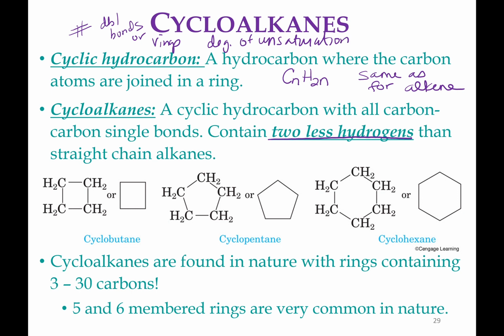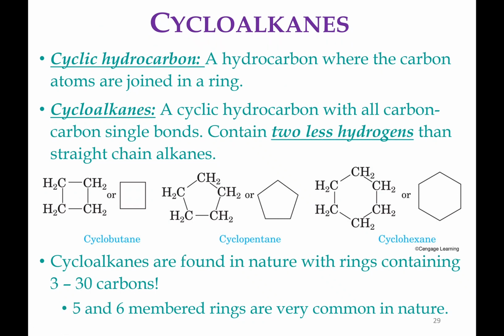All right, so when you look at the formula, you're going to notice that it's CnH2n and not CnH2n plus 2 because we had to form that ring, we got rid of two hydrogens. Now, cycloalkanes form tons of rings. In nature, these are multiple different sizes. In fact, 3 to 30 carbons have been found. 3 to 20 are more common, but 5 and 6 membered rings are probably the most common rings that we see.